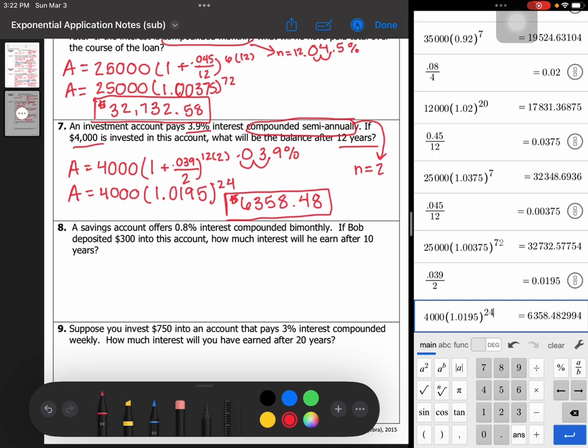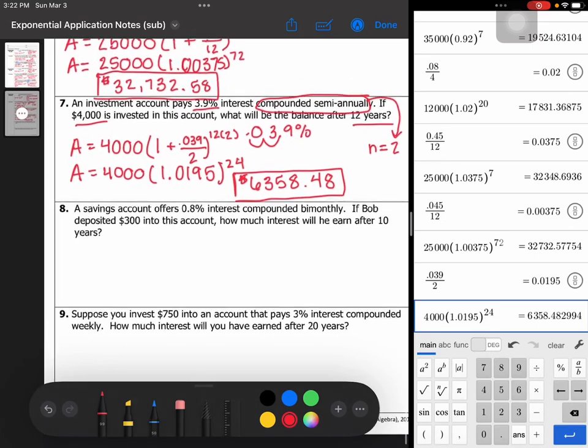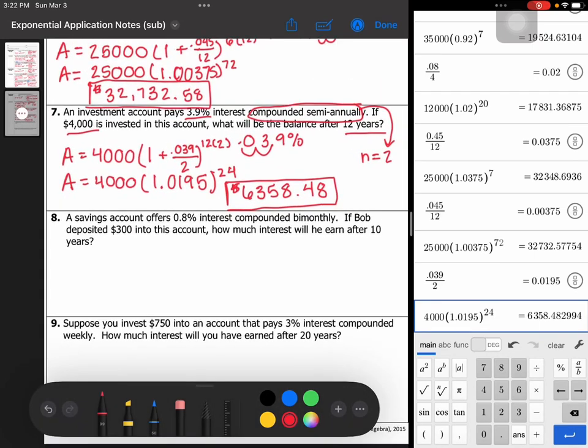Okay, so once you get the hang of identifying all of the different variables that we need and plugging them in, these questions can actually be really quick since we know the formula that we're plugging into. Okay, 2 more examples here. Number 8, a savings account offers a 0.8% interest compounded bi-monthly. If Bob deposits $300 into the account, how much interest will he earn after 10 years?